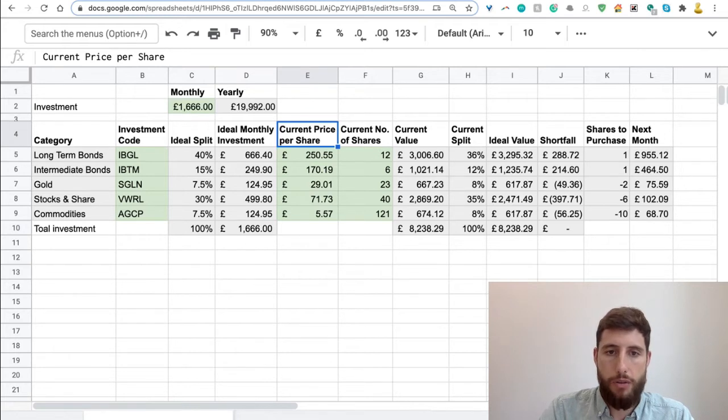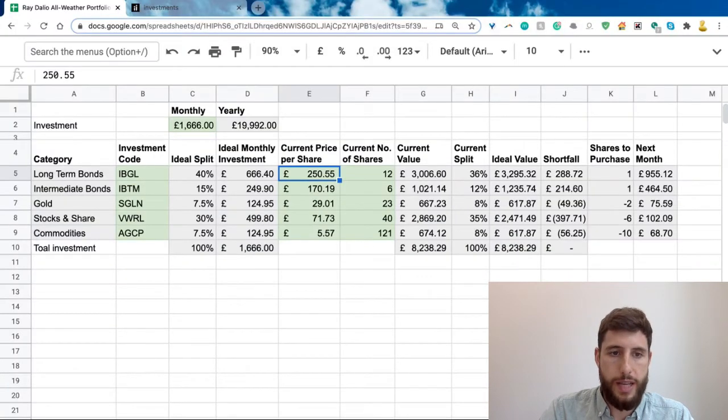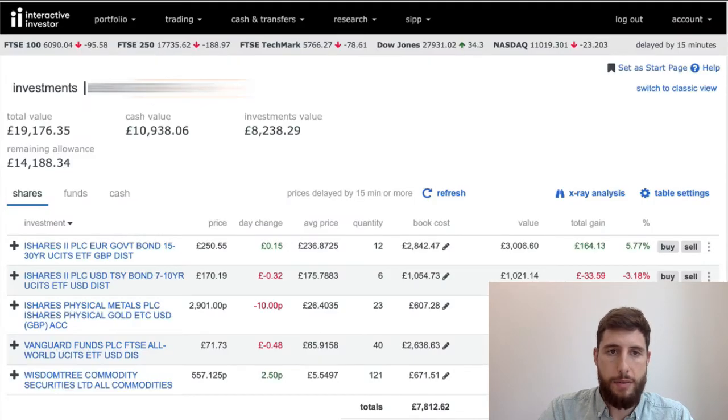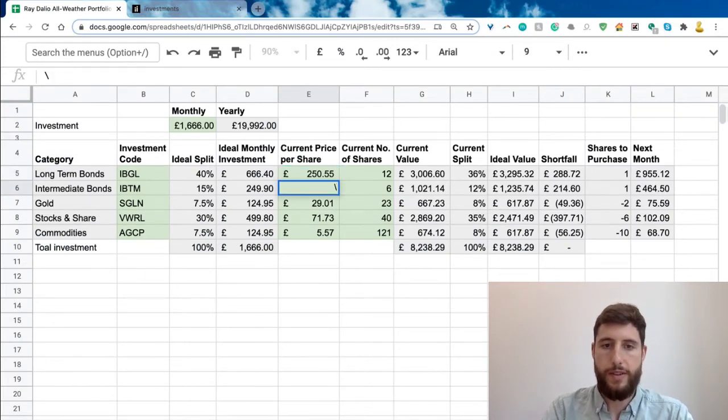Next column, current price per share. So what you do is every time you're looking to rebalance, you enter in this information. So we go into our overview and we start putting it in. So we say, right, long-term bonds, how much is the price per share at the moment? Well, here it is, £250.55. Brilliant. So I put that in here, £250.55.